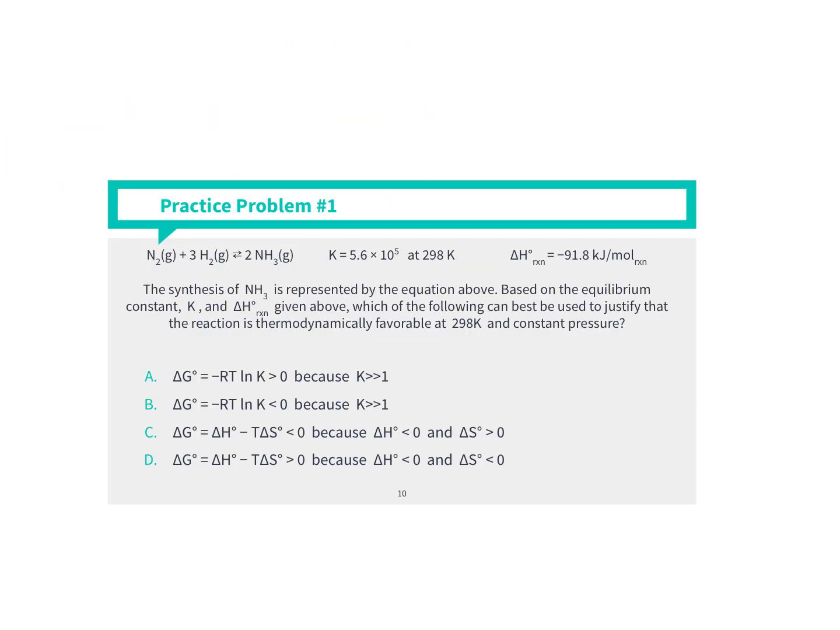Now let's look at this one practice problem here together. We're given this reaction, N2 plus 3H2 makes 2NH3. We're told K is significantly greater than 1, and we're told that delta H is less than 0. So it says the synthesis of NH3 is represented by the equation above. Based on the equilibrium constant K and delta H of the reaction, which of the following can be used to justify that the reaction is thermodynamically favorable at 298 Kelvin?